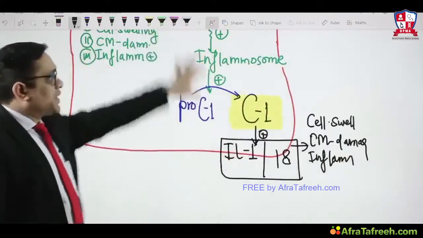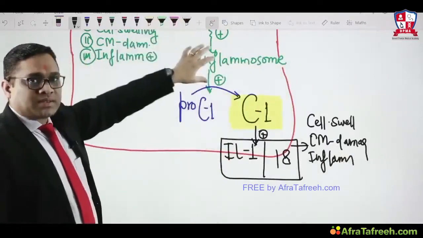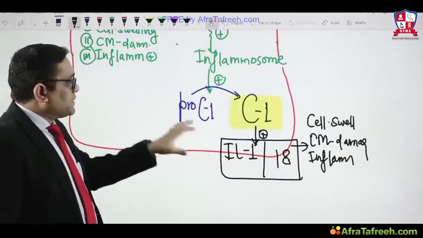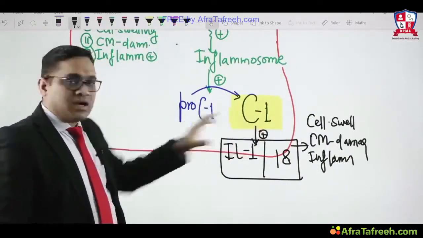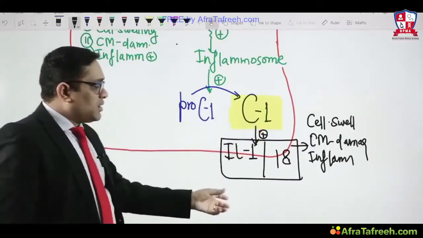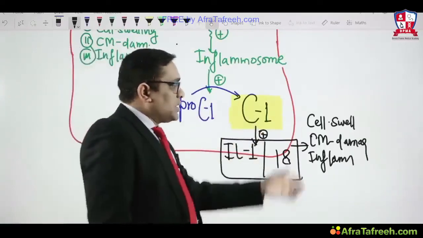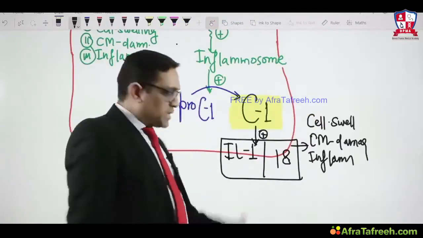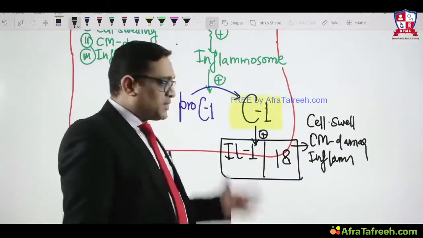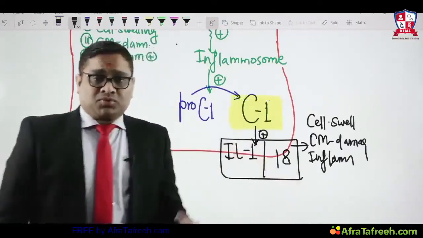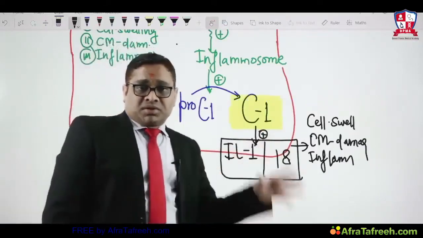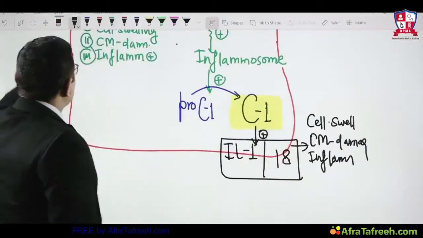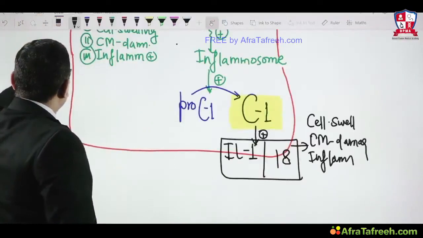So now we can see the scenario. The antigen comes into the cytoplasm, combines with the Nod-like receptor, and activates the inflammasome. Then procaspase 1 is converted into caspase 1, and IL-1 and IL-18 are formed, which cause cell swelling, cell membrane damage, and inflammation, same as necrosis. That is why I said in the beginning that pyroptosis is nowadays a variant of necrosis, because of these features. Here I want to tell you one more important point.